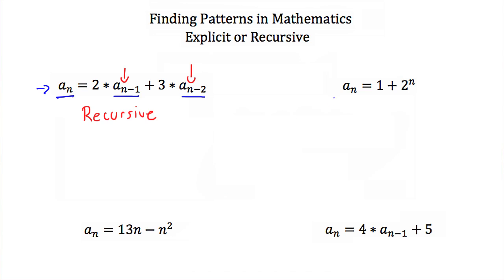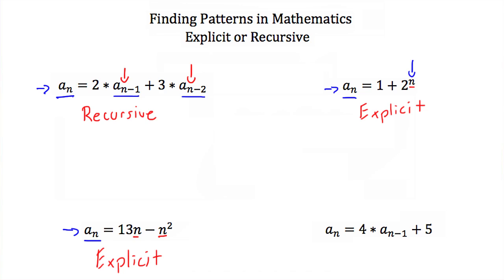So look at our next example. Here we have a_n is equal to 1 plus 2 to the n power. This n power is not a subscript, this is an exponent, which means every term in our sequence is equal to 1 plus 2 to the power of the position of that term. So since this formula includes the position, or n, that makes this an explicit formula. Our next example is a_n is equal to 13n minus n squared. So every term in our sequence is equal to 13 times the position of that term minus the position of that term squared. So again, because we're including the position, or n, in our formula, this becomes an explicit formula as well.